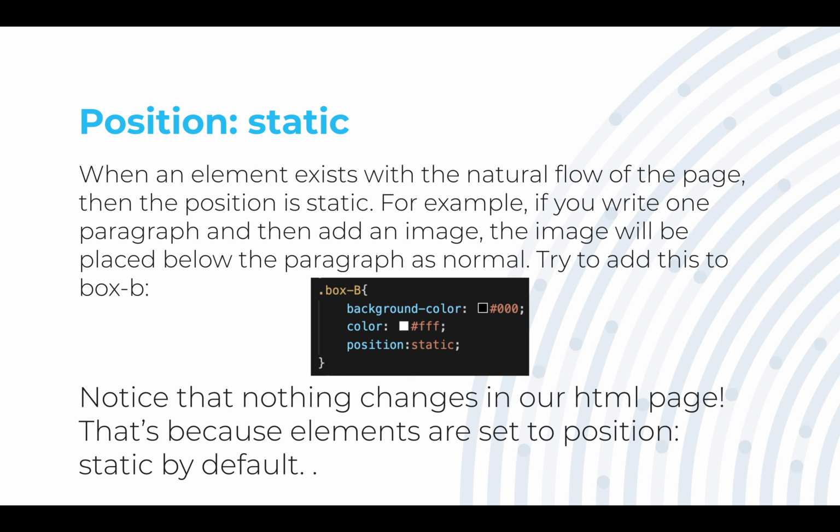Position static. When an element exists within the natural flow of the page, then the position is static. For example, if you write one paragraph and then add an image, the image will be placed below the paragraph, just like normal. And if we have box B and add a color of white, background color of black, and position static, nothing really changes in our HTML page, and that's because the position static value is set by default.